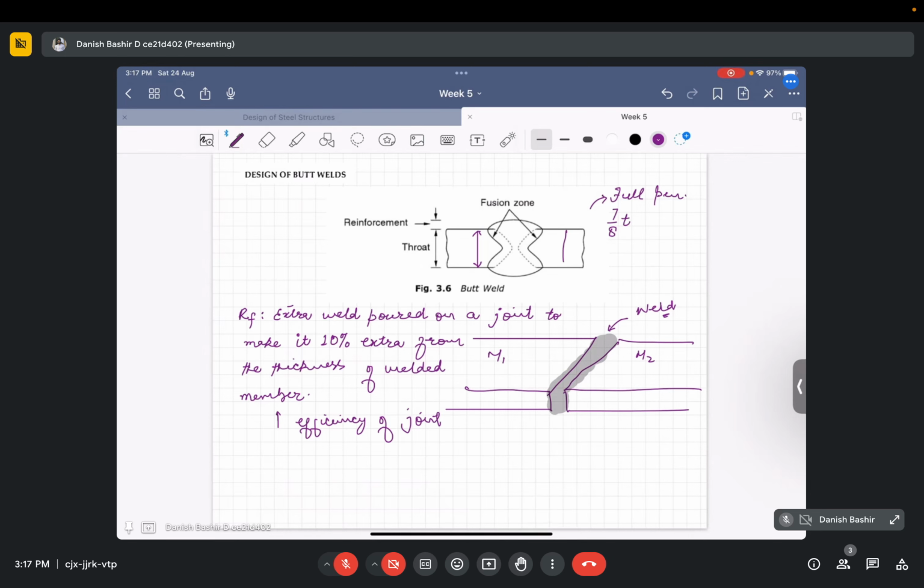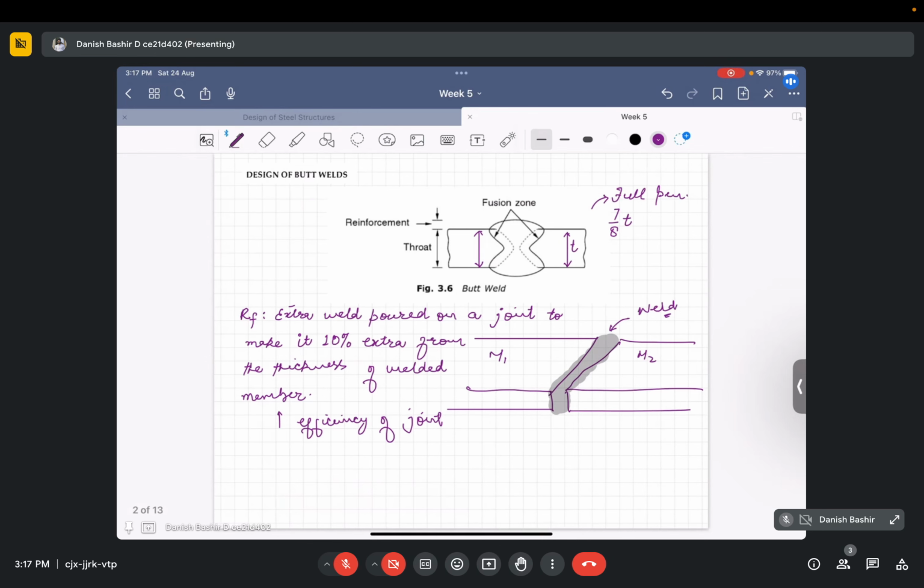For example, this is the thickness. Since here both members are equal in thickness, let us denote that by t. If they were unequal, then we have to take the thickness of the thinner member. For full penetration, we have to take the throat thickness as 7 by 8 of t, and for incomplete penetration we have to take 5 by 8 of the thickness of the thinner member. Okay, so you remember this in case of butt welds.